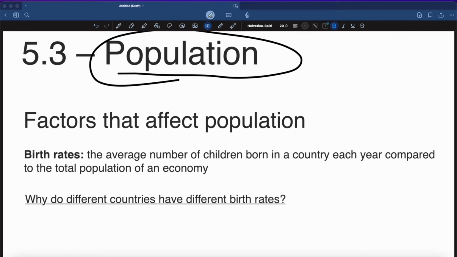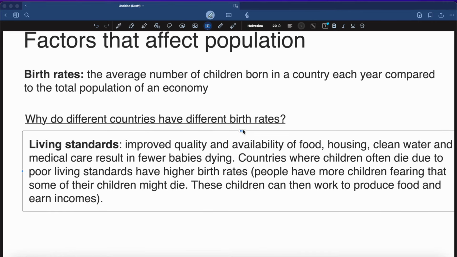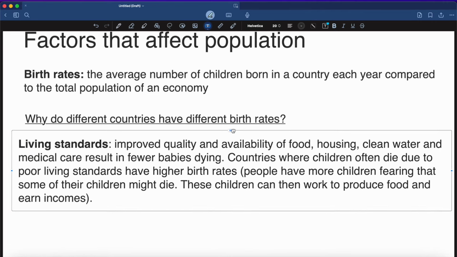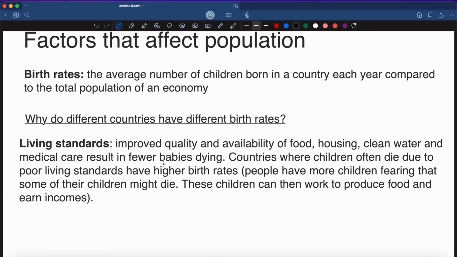We talked about this, we know this: if I have more improved quality and availability of food, clean water, and medical care, that results in fewer babies dying. Countries where children often die due to poor living standards have higher birth rates because people have more children, fearing that some children might pass away. It's a harsh reality of life, but that's how it works.